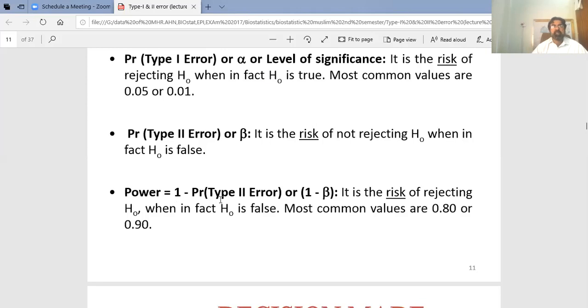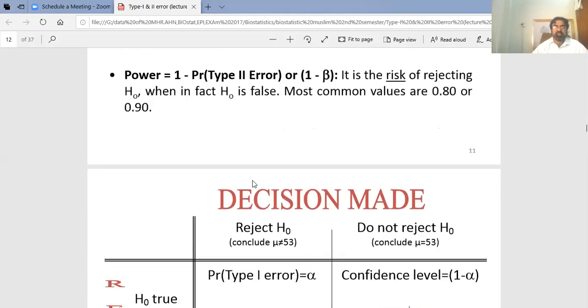And power of the test, as I have already discussed, is equal to 1 minus the probability of type 2 error, or beta error, 1 minus beta. It is the probability of rejecting H0 when in fact H0 is false. Most common values are 0.80 or 0.90. It is 0.80 by default, and you may go for 0.90 or 0.7 as well, according to your study.